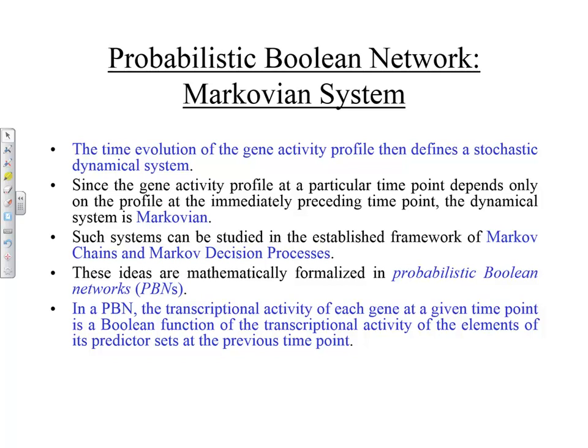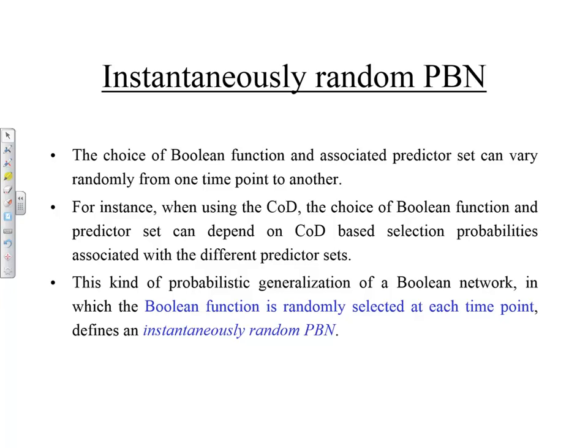So these ideas can be mathematically formalized in probabilistic Boolean networks, or PBNs, a generalization of a BN. In a PBN, the transcriptional activity of each gene at a given time point is a Boolean function of the transcriptional activity of the elements of its predictor sets at the previous time point. The difference between a PBN and a Boolean network is that in a Boolean network, the predictor function is set in concrete. In a PBN, there will be a number of possible predictors, and one of them will be chosen at each time point.